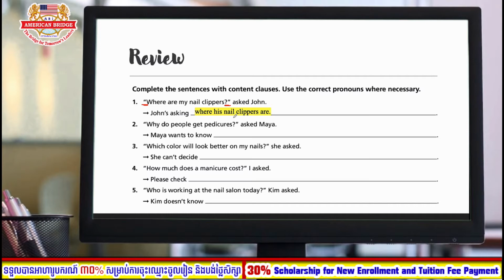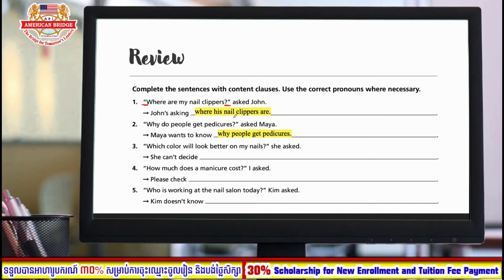The second one, why do people get pedicures? asked Maya. So Maya wants to know why people get pedicures. So we omit the helping verb, which is the auxiliary verb do, because in this situation it is a statement, it is not a question, so we don't need to use the auxiliary verb do at all.